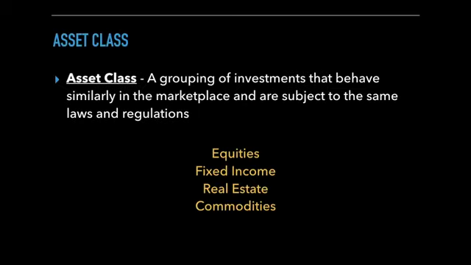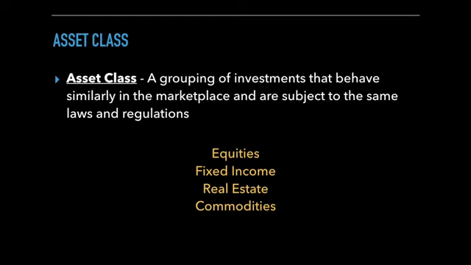And these different investment products can be broken down into different categories known as an asset class. An asset class is going to be a grouping of investments that behave comparably in the marketplace and are subject to the same rules, laws, and regulations. And some of the most common asset classes are going to be equities, fixed income, real estate, and commodities. Now, in general, all these asset classes are expected to exhibit different risk and reward potential, and they also perform differently under certain market conditions.